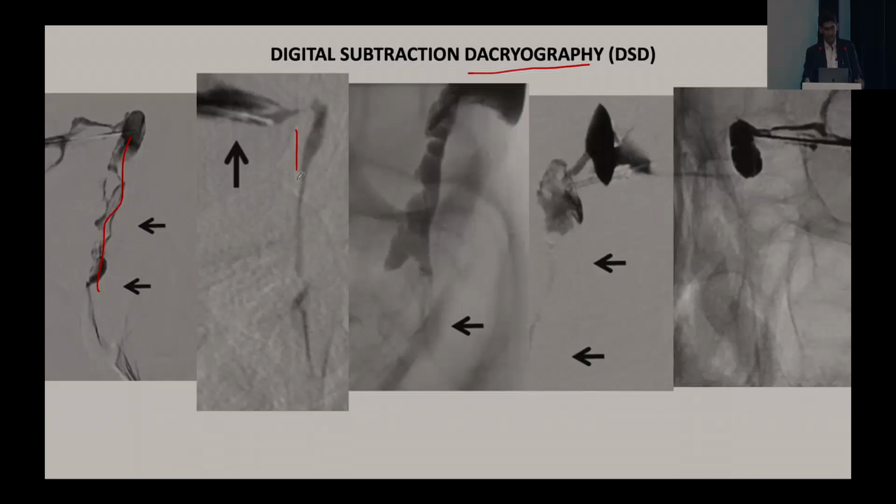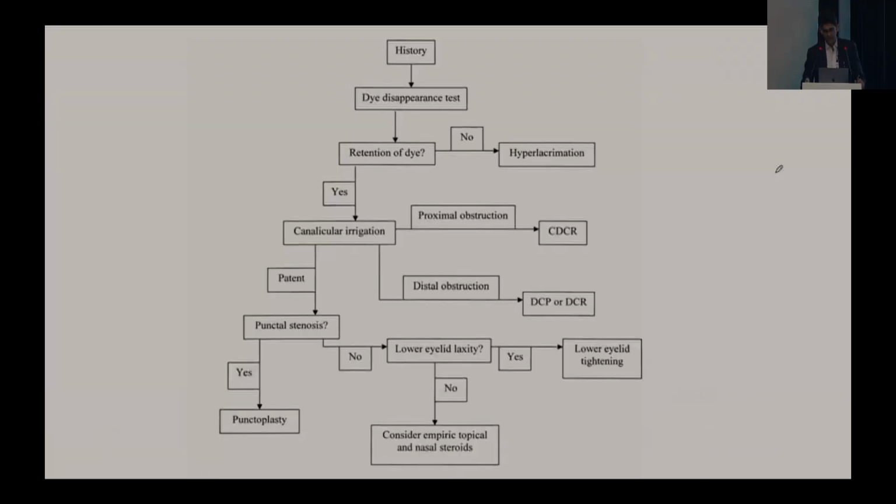Here you see a stenosis of the lacrimal system, so some part of the dye has gone back. Here you see outpouching of the lacrimal system. Here there is a dacryolith which is obstructing this, and here you can see a stenosis right at the mid-level of the sac.